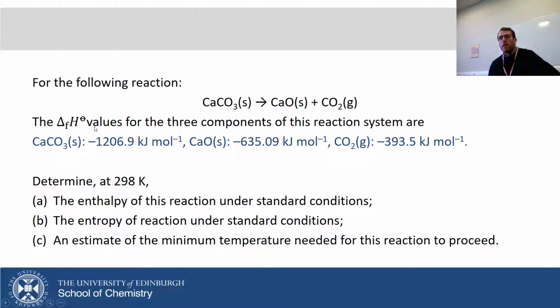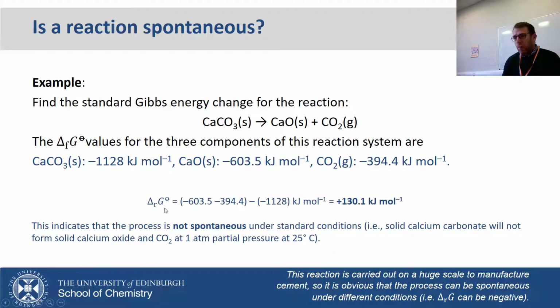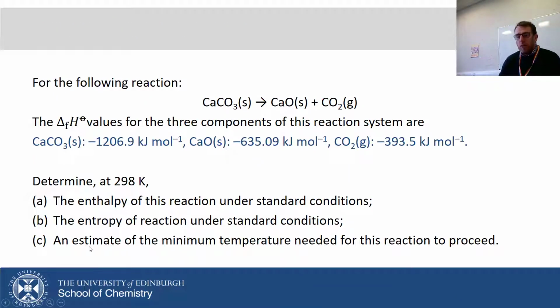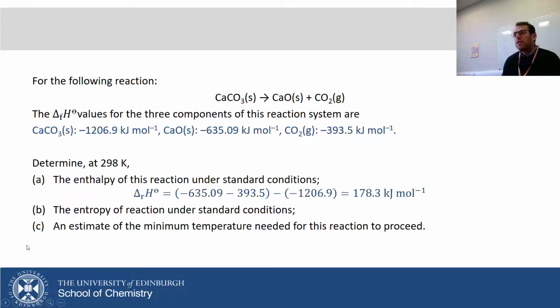So for example, here we have delta F values, enthalpy of formation. That will allow us to determine the enthalpy of reaction. Knowing from the previous slide our delta G value, we can work out the entropy of a reaction, and I can show you a way of estimating the minimum temperature at which this reaction will proceed. So let's go through this quickly. If we know our enthalpies of formation, we know from before that the enthalpy of reaction will be the enthalpy of formation of products minus the enthalpy of formation of reactants. So this gives us this very large endothermic reaction.